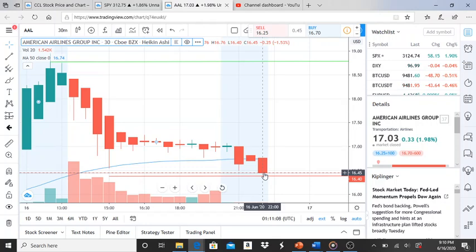But just keep in mind the resistance level, the support level, and the 50-day moving average, and we'll see how this one plays out tomorrow.